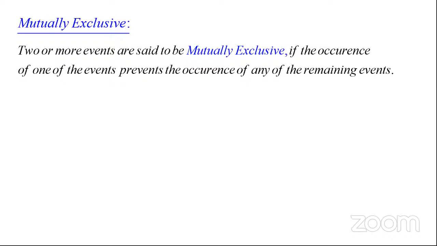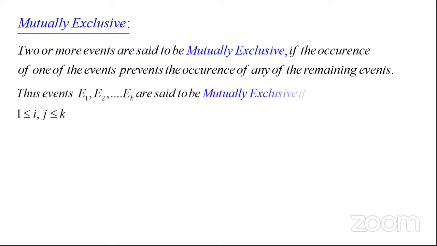Next, mutually exclusive. Two or more events are said to be mutually exclusive if the occurrence of one of the events prevents the occurrence of any of the other remaining events. Same, when tossing a coin, there are two results, and if head occurs, then tail is prevented. That is the definition of mutually exclusive.